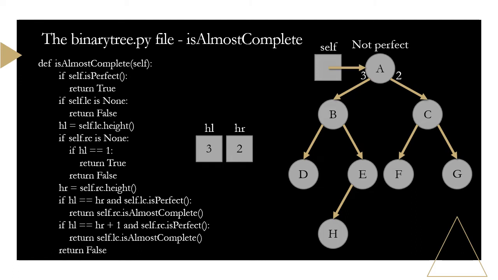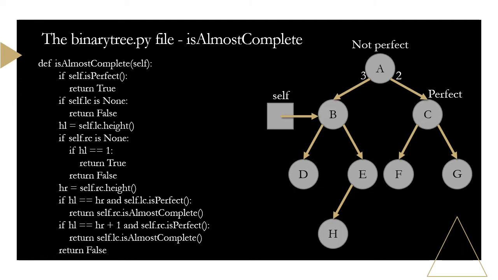Now, check whether the right subtree rooted at C is perfect. And it is perfect. So the conditions of the last if are met. Go inside the body of the if. You are supposed to return a value, but first you are supposed to recursively call the is almost complete function and you will pass to it pointer to the left child of A. So when the function restarts, self is at B.